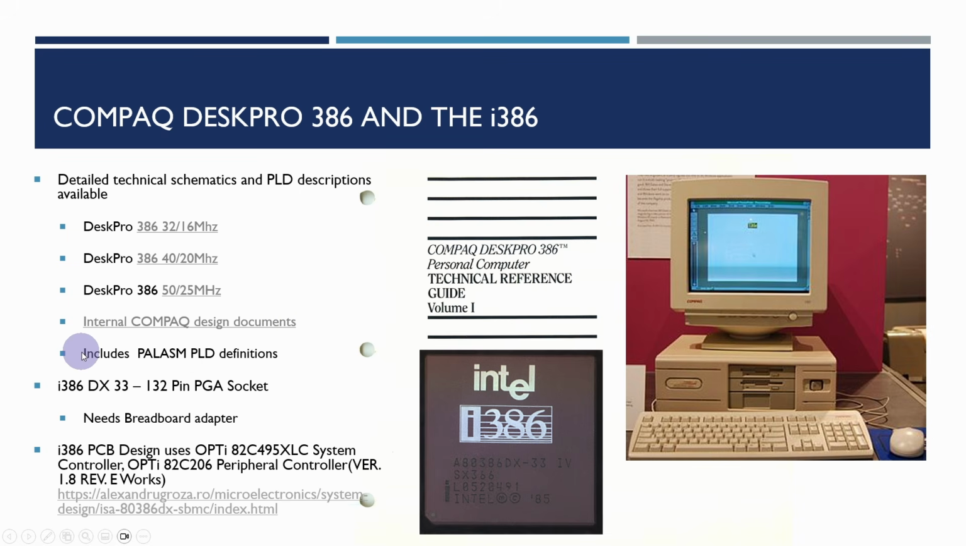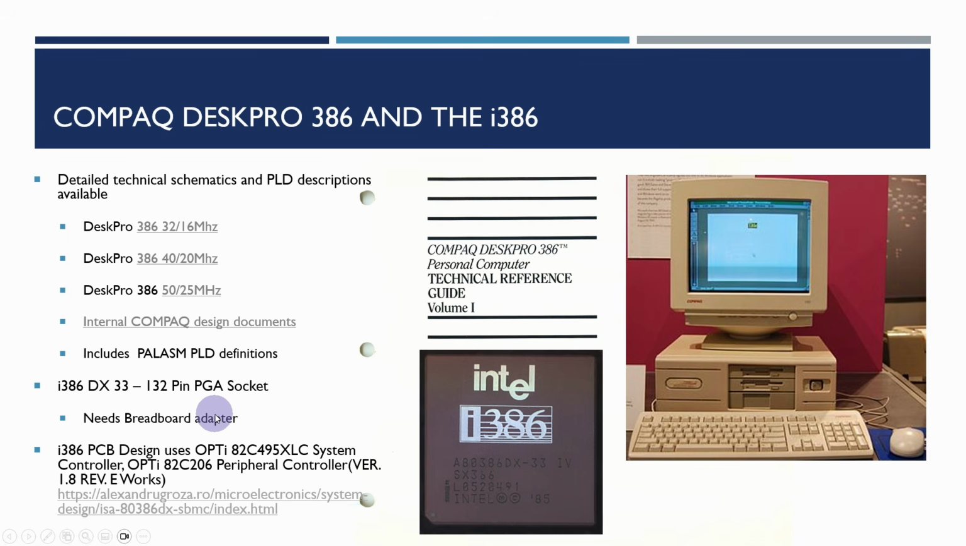And it also includes the PAL-ASM programmable logic device definitions, which are very difficult to come by any other way. Now, the only drawback really of this is that the 386 DX33 is in a 132-pin socket, which is going to need a breadboard adapter, and in the next video I'm going to be looking at building that breadboard adapter.